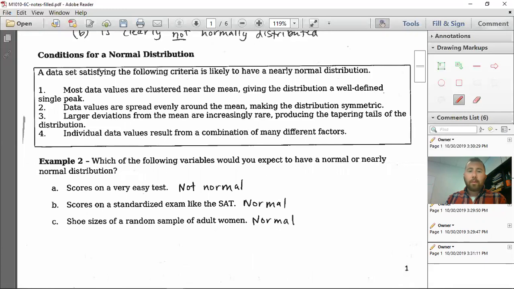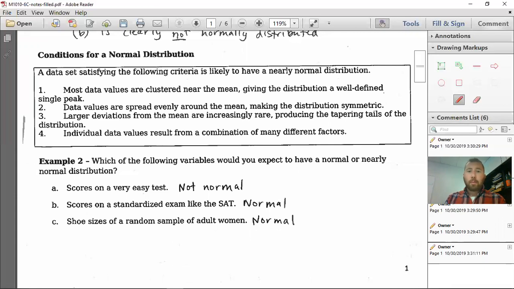Most of the data values need to be clustered near that mean. We definitely saw that in part A of example one. And the distribution should only have one peak. A normal distribution is never going to be bimodal. It's unimodal. That means one peak. So, a definition review there.